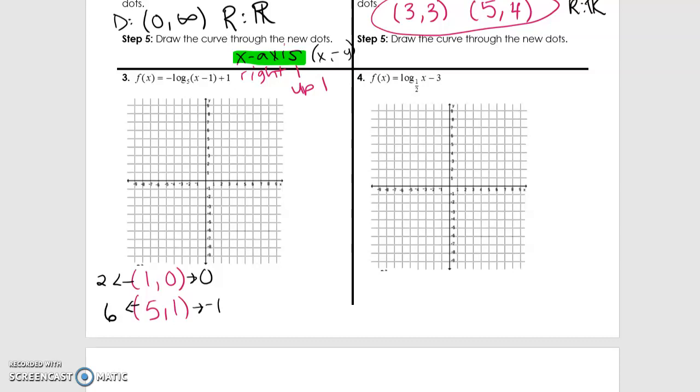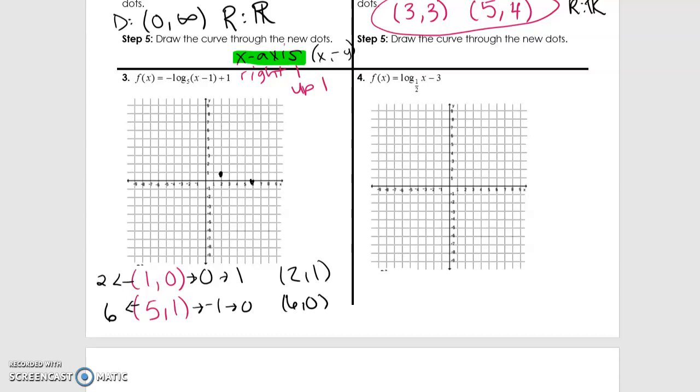And then let's think about the last step. It says up 1. So 0 is going to become 1 and -1 is going to become 0. It's important that you do your multiplication before your addition, keeping consistent with the order of operations. So then that leaves me with my point now at (2, 1), and my other point at (6, 0). So remember, only 2 points to graph a log. So I have (2, 1), and then my other point is going to be at (6, 0). So I have those graphed.